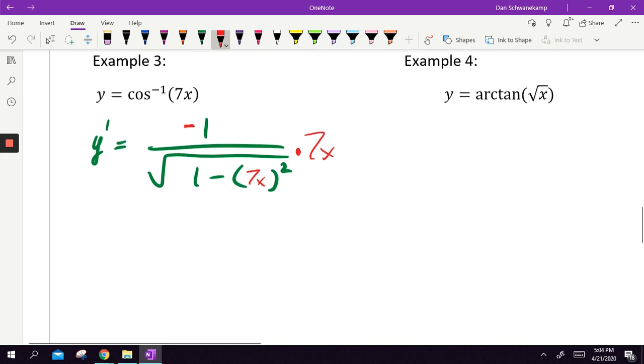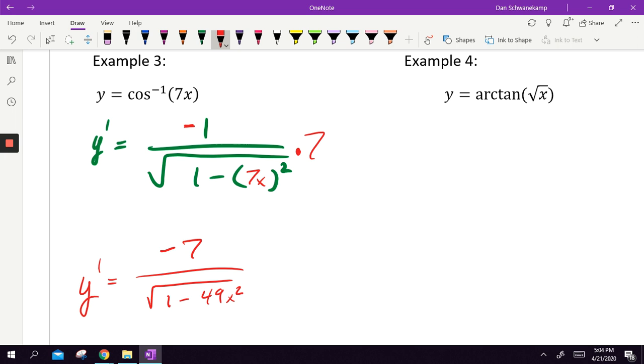Obviously, we could simplify if we wanted to. Oh, I didn't mean to put this x here, sorry. The derivative of 7x is just 7. We could leave it like that, or obviously we could do this good deal here of 1 minus 49x squared. Same thing. Both of them are the same. You don't have to simplify if you don't want to. This would be a multiple choice question.